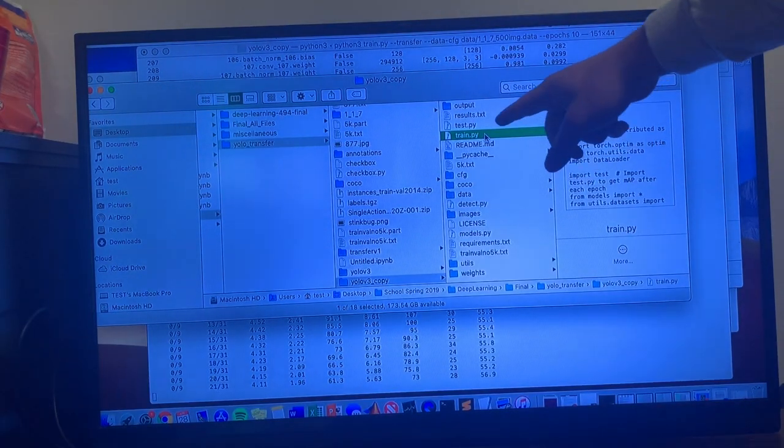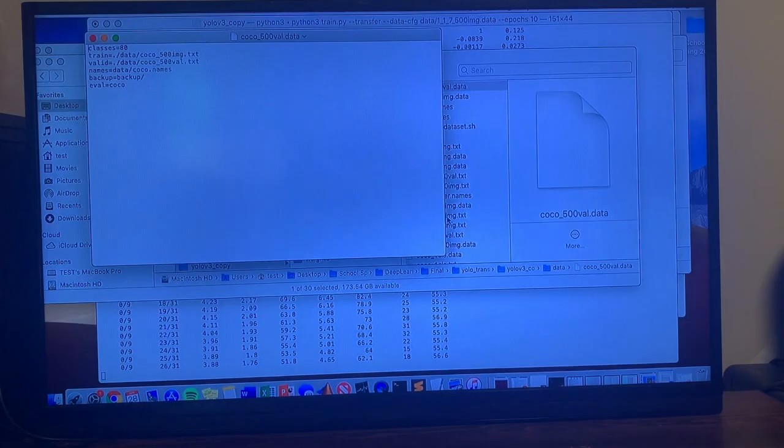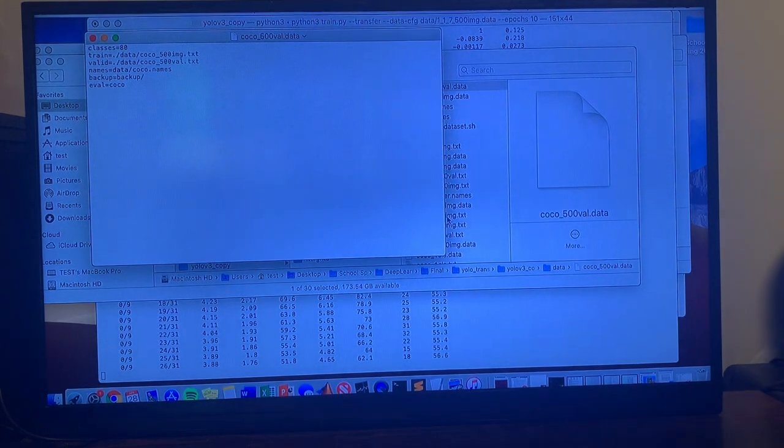Here's the actual test and train py files. Train takes in an argument transfer, so it knows whether or not it is training the entire network or just the 3 YOLO layers. Here's a .data file that essentially tells the network where the images are located that it's training on and validating on.